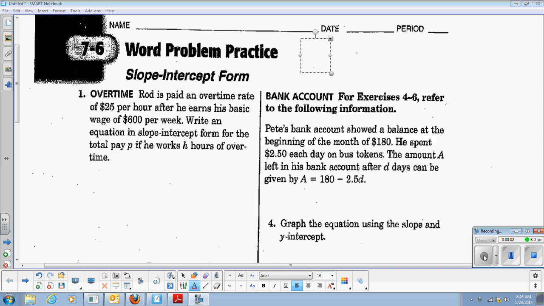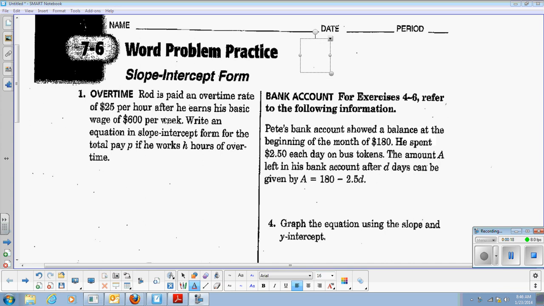All right, some work with slope-intercept form word problems. This would actually be the back side of a worksheet you should already have in your hands. While you're watching this video, make sure that you have this worksheet in front of you so you can see what I'm talking about.